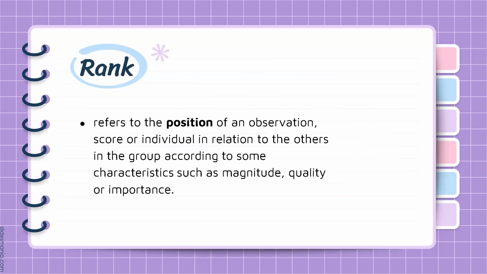A rank refers to the position of an observation, score, or individual in relation to the others in the group according to some characteristics such as magnitude, quality, or importance. An example of a rank is the position of winners in a contest, such as in a quiz bee. So we have the ranks first, second, and third for the winners.